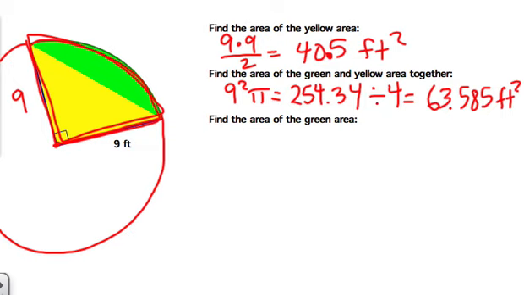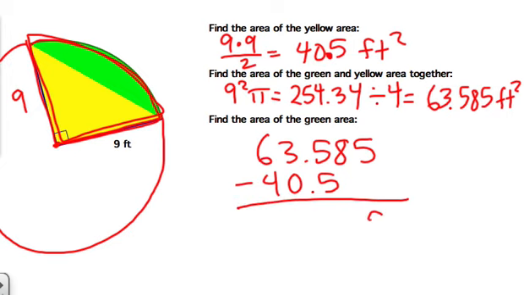And again, just like every other problem we've done, if we're looking for the green area now, I take the area of all of it, the green and the yellow, I remove my yellow area, and I will be left with my green area. 23.085 feet squared. So that wraps up finding our area for our different shapes.